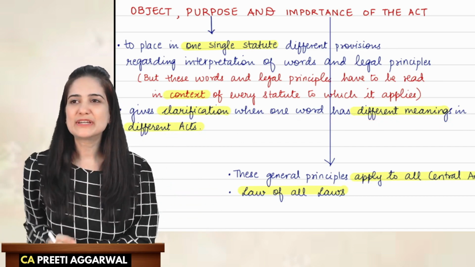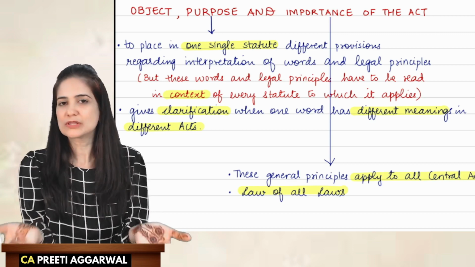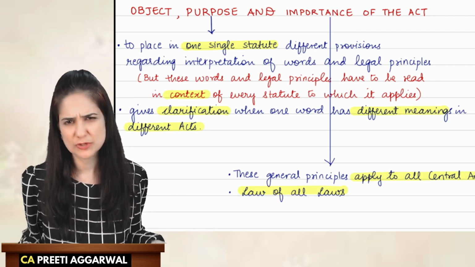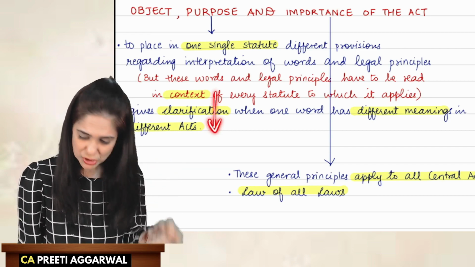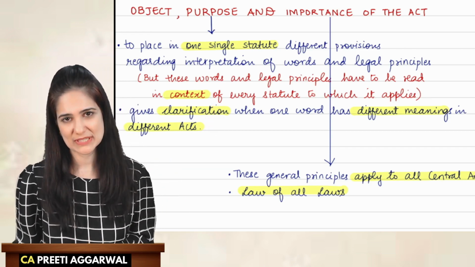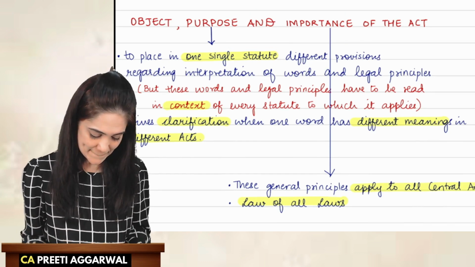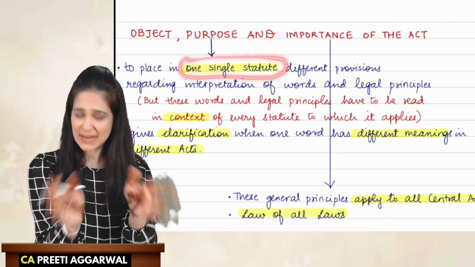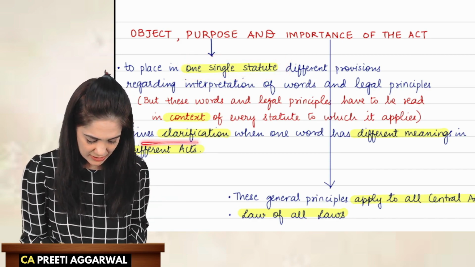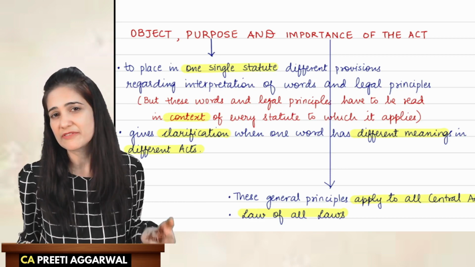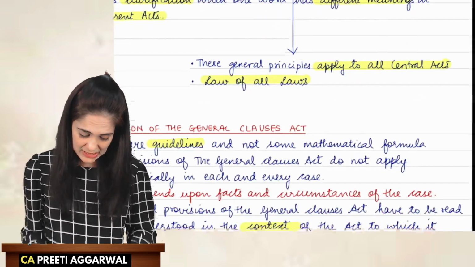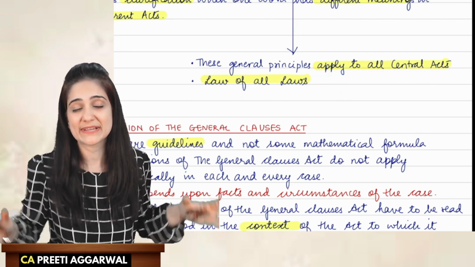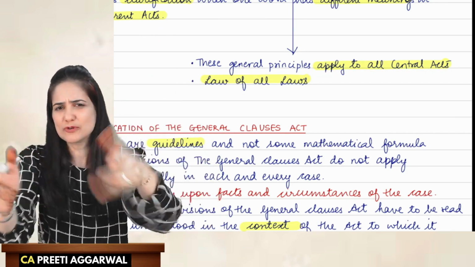Every act will define the word depending on the context of the act. So if there are different words, different meanings, or some confusion, that confusion will be cleared through the General Clauses Act, and slowly you will understand how. So what is the purpose? It places in one single statute different provisions. It gives clarification when different words have different meanings. These general principles apply to all the central acts. In fact, it is the law of all the laws. I think it is the father of all laws. Whenever you have confusion, come here.